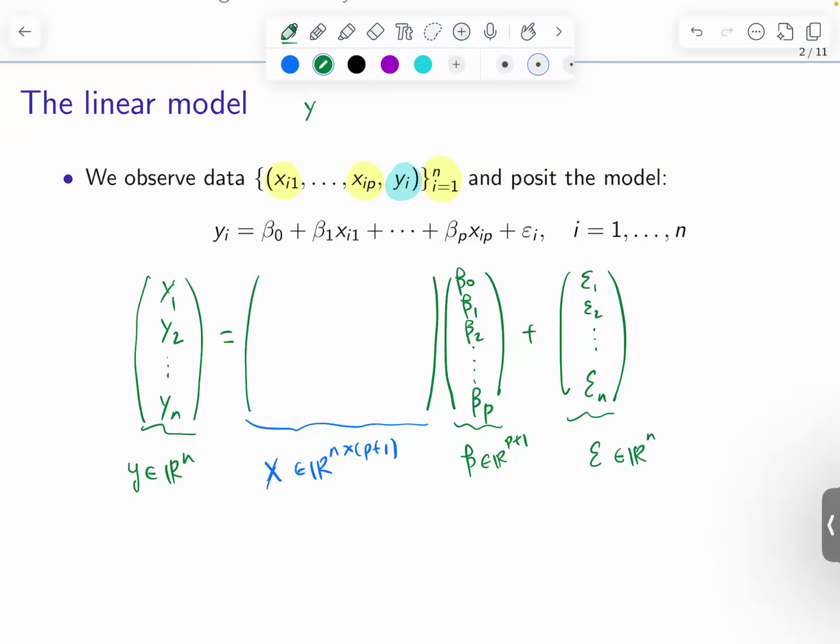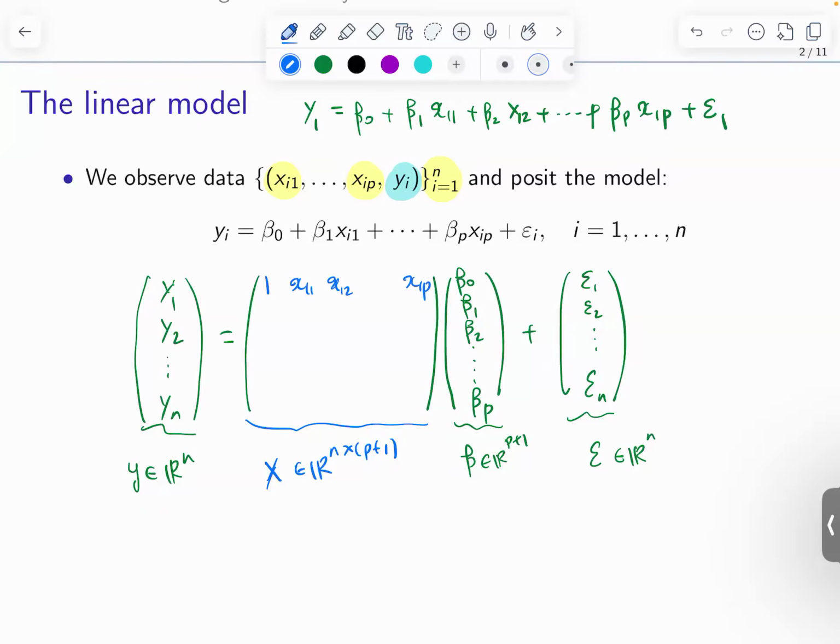To help you out, I'm going to write out what y1 is. y1 is beta 0 plus beta 1 times x11 plus beta 2 times x12, since i is going to be 1, all the way to beta p times x1p plus epsilon 1. Okay. So what will be the first row of this matrix? Yes. 1, x11, x12 up to x1p.